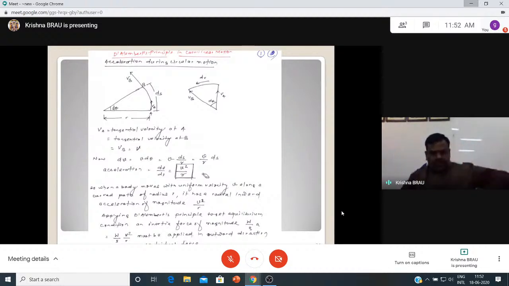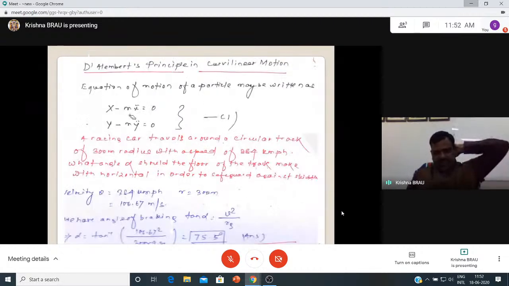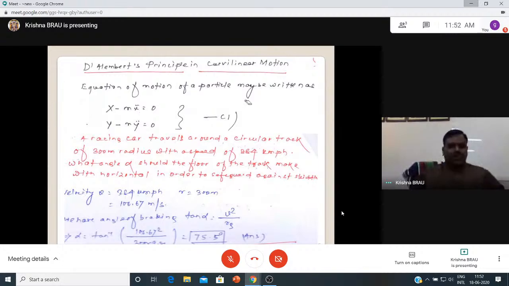You can find out and try to simplify the problem if you differentiate with respect to time. Then once we know the normal acceleration, the inertia force is mass into acceleration. That is W by g into v square by r. So now we can apply curvilinear, x and y are the normal and tangential. x is equal to m x double dot, m y double dot.